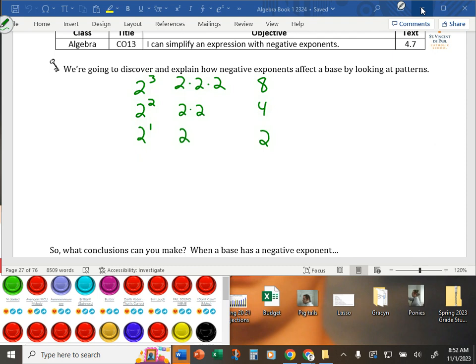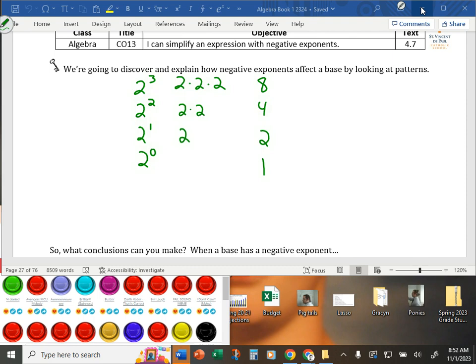As we decrease our exponent by 1, from 3 to 2 to 1, what's happening to the value? Divide by 2, right? So if I now put in here 2 to the 0 power, this confirms the 0 power rule. What is 2 to the 0 power? 1, right? Any base to the 0 power is 1. And it still follows the pattern that we're seeing. As we're decreasing our exponent by 1, the value is being cut in half.